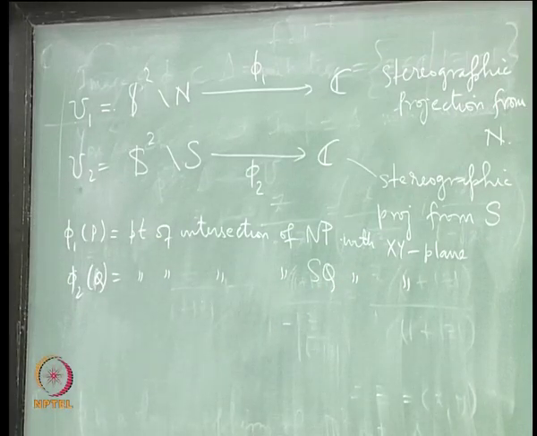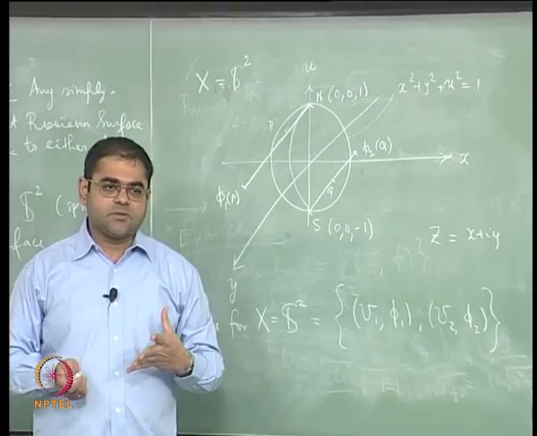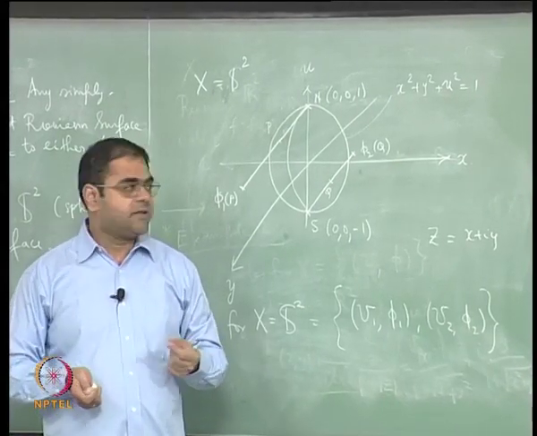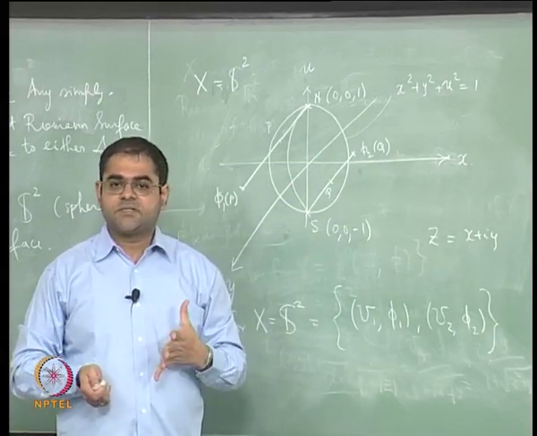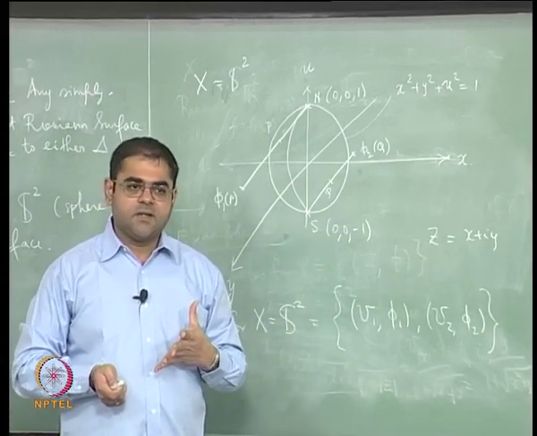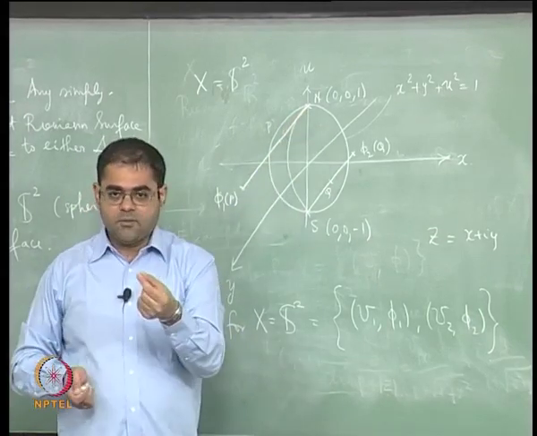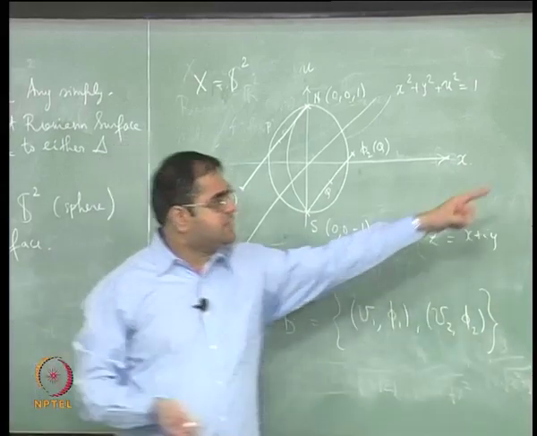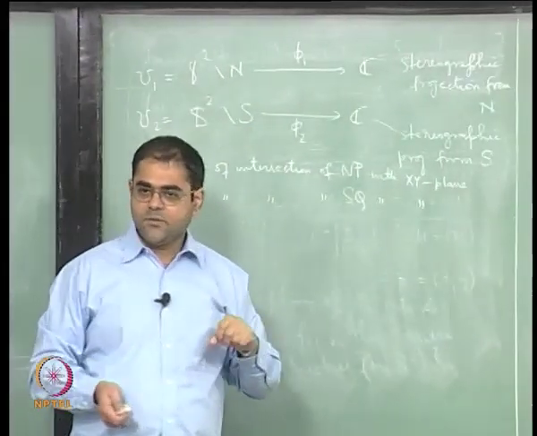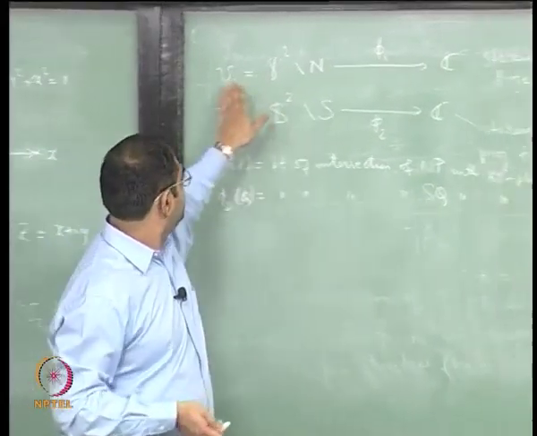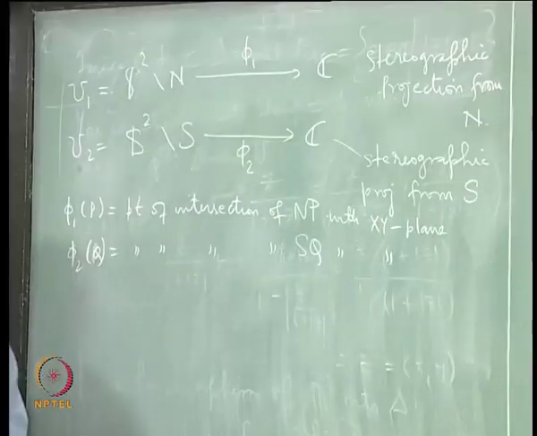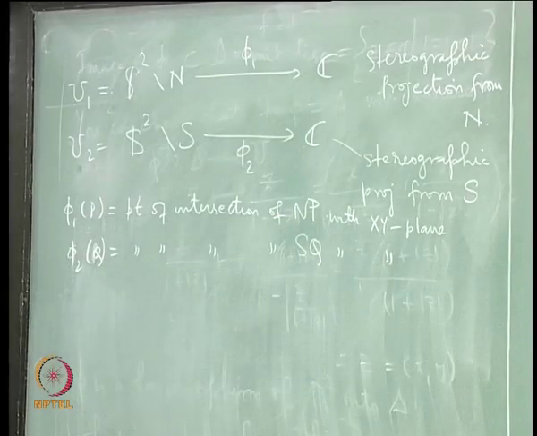And you can easily check, you have already seen this, I suppose, in a first course in complex analysis, that both stereographic projections are homeomorphisms of the Riemann sphere minus the pole onto the whole complex plane. So both U1, phi1 and U2, phi2 are certainly charts, and U1 and U2 of course cover the whole sphere.